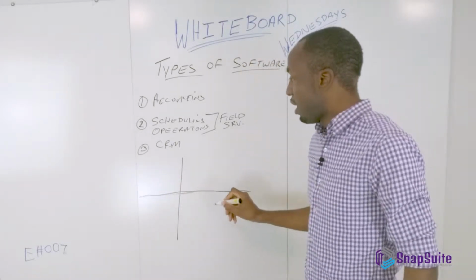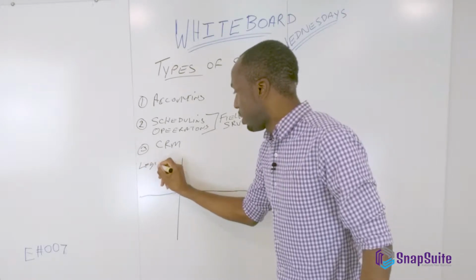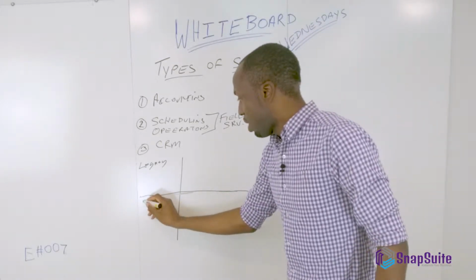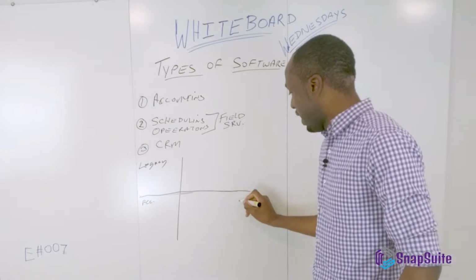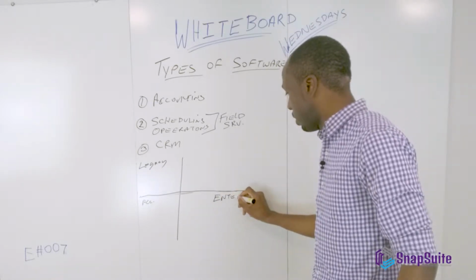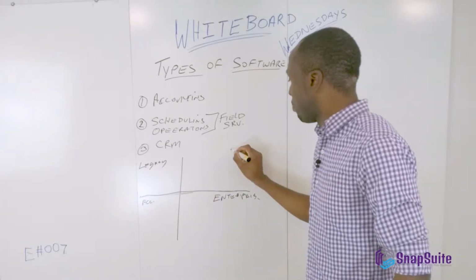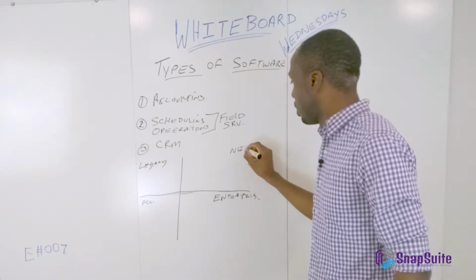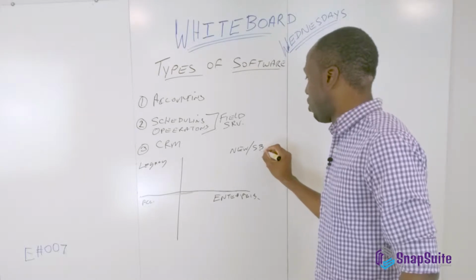So I'm going to put legacy over here, and then we're going to put accounting for short, and then enterprise. And then we'll put new, and I'll put SB for small business.